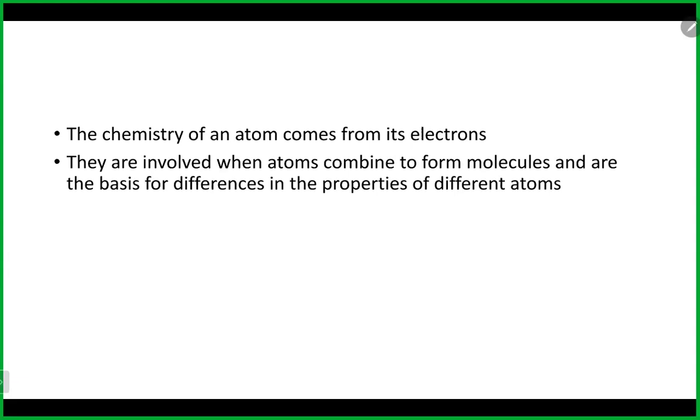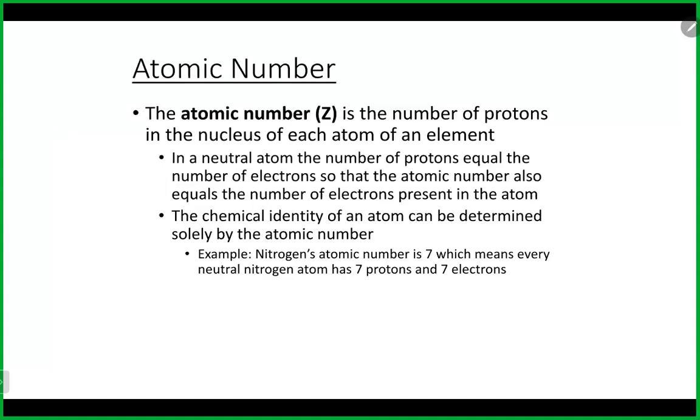If you think about the structure of the atom we just talked about, electrons are on the outside, which means when two atoms come together, electrons are the first things that come in contact with each other. So they're involved in chemical reactions. The properties and differences of atoms when they bond are a result of these electrons coming in contact with each other. The first type of number we're going to talk about is the atomic number. It is sometimes abbreviated with a Z. The definition of the atomic number is the number of protons in an atom.